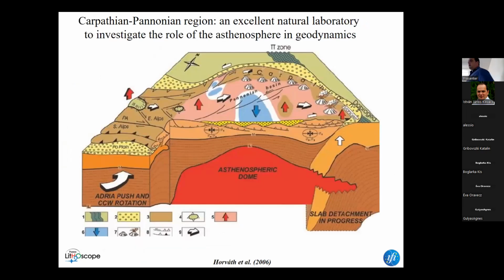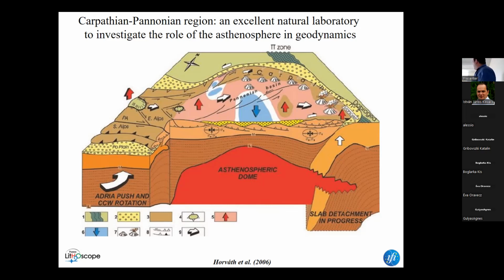Okay, and now I would like to highlight a few case stories, or geological interpretations, about the asthenosphere. And of course, our playground is the one and mighty Carpathian-Pannonian region, which is an excellent test bed because it's geologically young and it preserved a lot of processes of the past 10 million years.